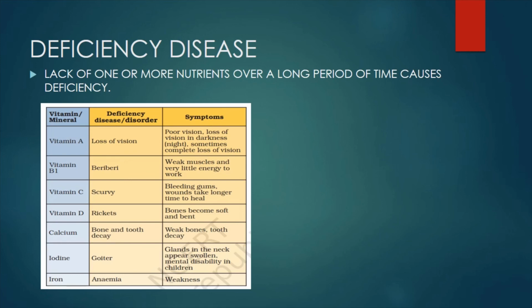Whereas vitamin B1 deficiency leads to beriberi. You suffer from weak muscles and very little energy to work. And vitamin C deficiency leads to scurvy. Loss of vitamin C causes bleeding gums and wounds take longer time to heal.